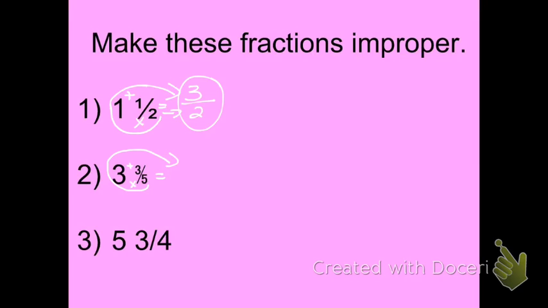Bryant, what's the top number? Good, 18. And the bottom number is 5. You're correct. So 3 times 5 is 15, plus 3 more is 18 over 5. Okay? The last one. Everybody do the last one. I'm going to call on somebody, so make sure you have an answer.